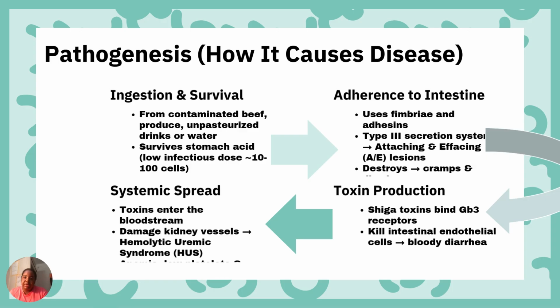These lesions damage the microvilli, leading to actin pedestal formation and loss of normal surface structures. When the microvilli are destroyed, nutrient absorption and the protective barrier are disrupted. This explains why the cramping abdominal pain shifts from watery to bloody diarrhea. This is due to the intestinal lining becoming more severely damaged.